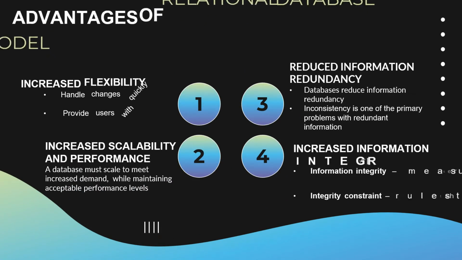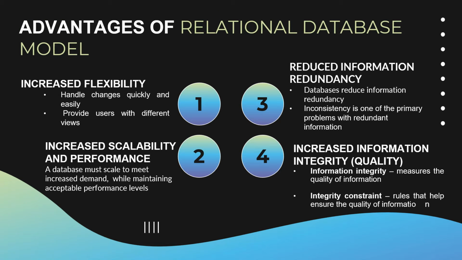There are several advantages of the relational database model. First of all, it helps to increase flexibility, where it can handle changes quickly and easily. It also provides users with different views. There are two types of views, which are the physical view and the logical view. The physical view deals with the physical storage of information on a storage device, while the logical view focuses on how users logically access the information.